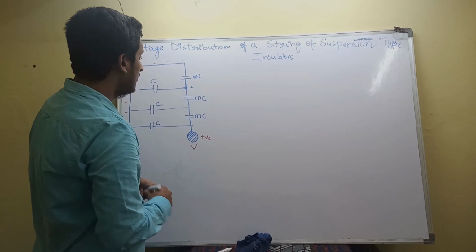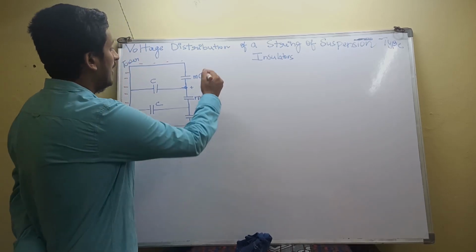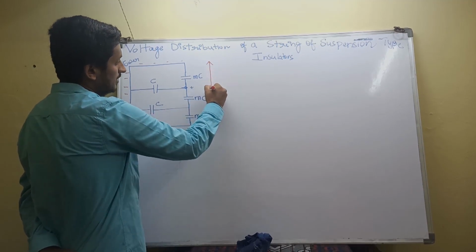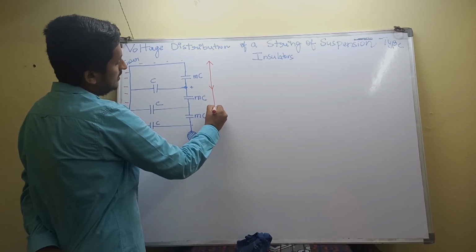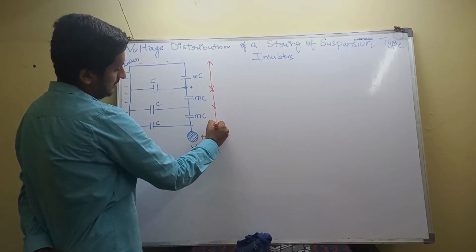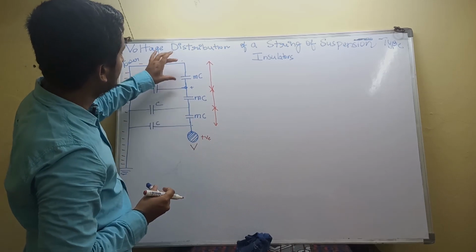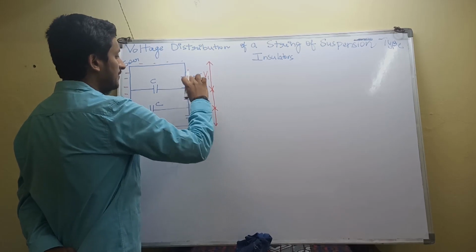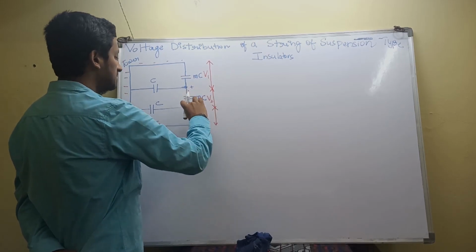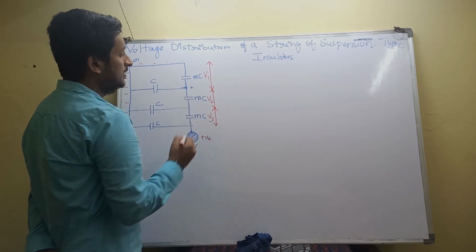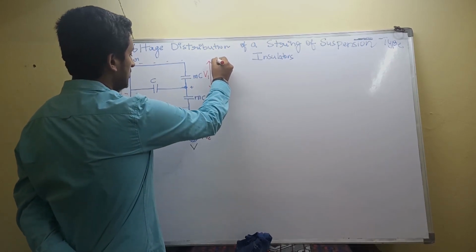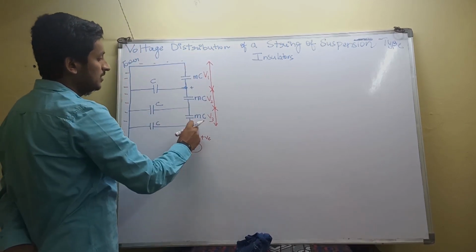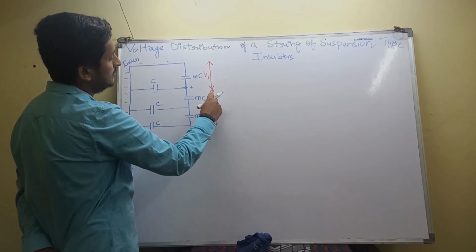Now next thing, we will be seeing the voltage distribution across everything. So from here to here, from here to here, from here to here. Okay, now this part I am naming voltage 1, this part voltage 2, and this part voltage 3. So the total voltage will be equal to the conductor voltage, that is V, from here to here. So V will be equal to V1 plus V2 plus V3.